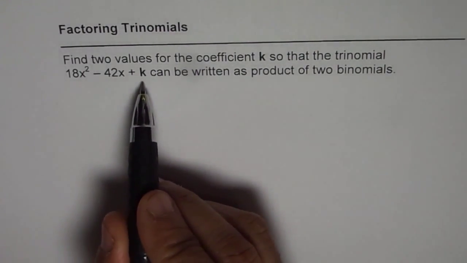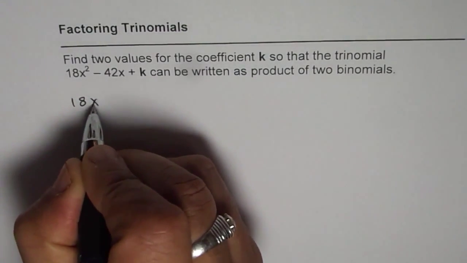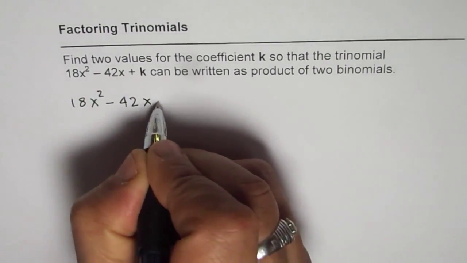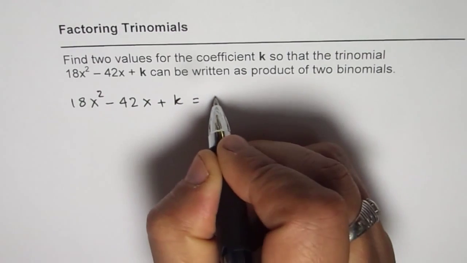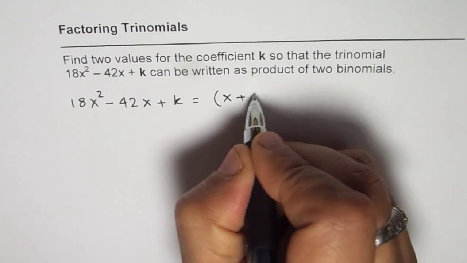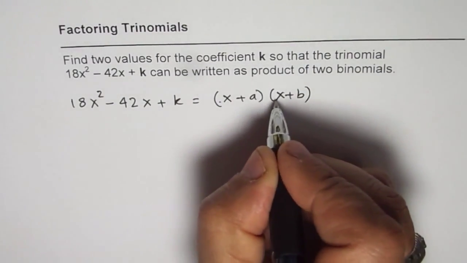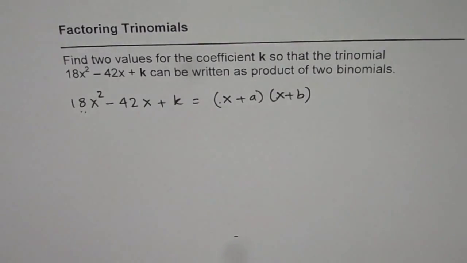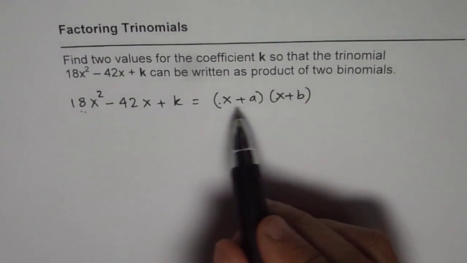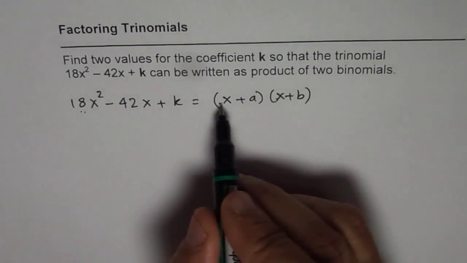In this case, k is a constant. So what we need to do is find the values of k which will make this possible. That means make it factorable. That is to say, write it in the form of x plus a times x plus b. And of course, there will be some coefficients here since we do not have leading coefficient 1, right? So there has to be some coefficients here. But anyway, what I'm trying to say is in this particular form.